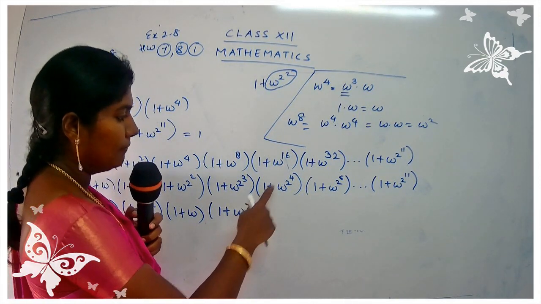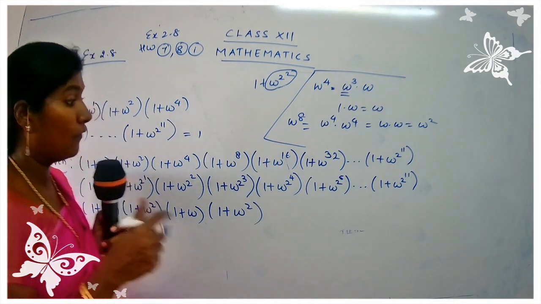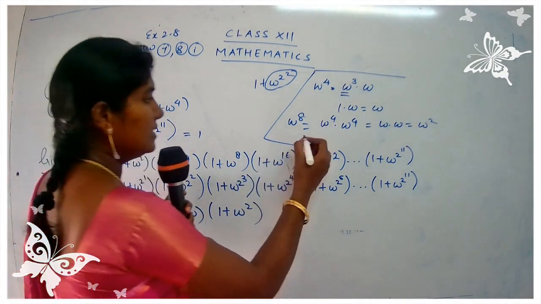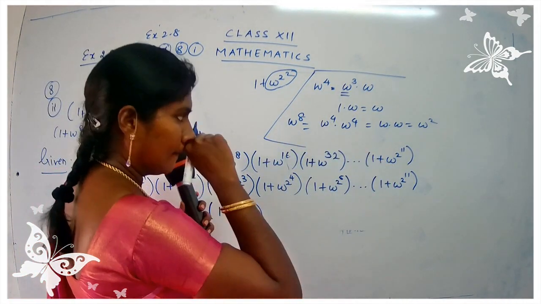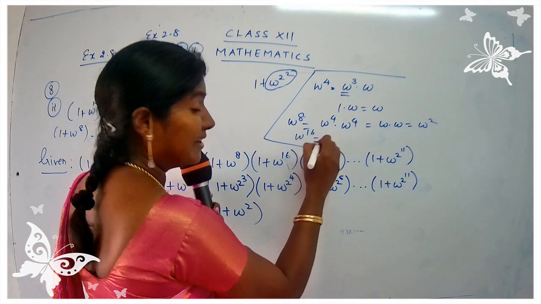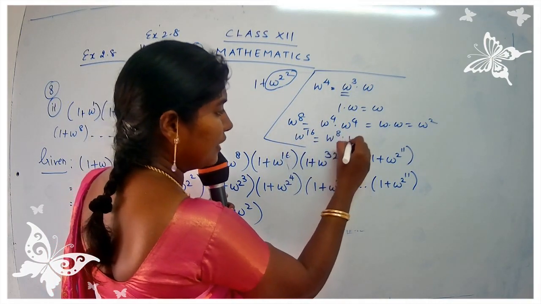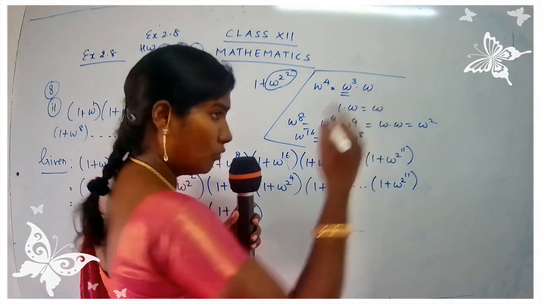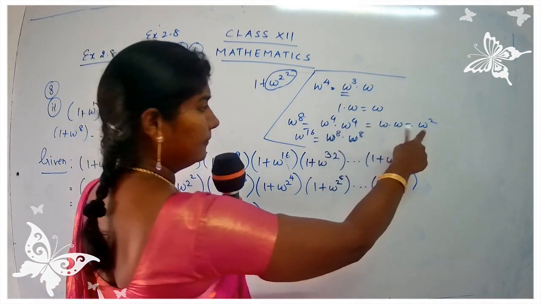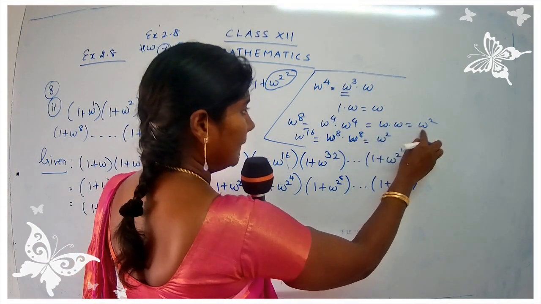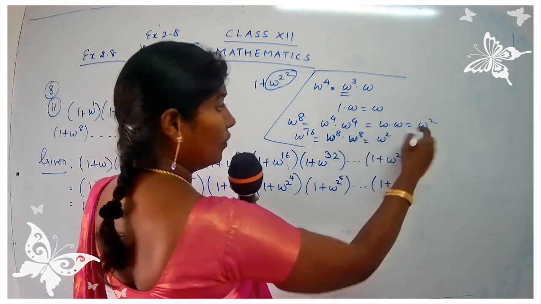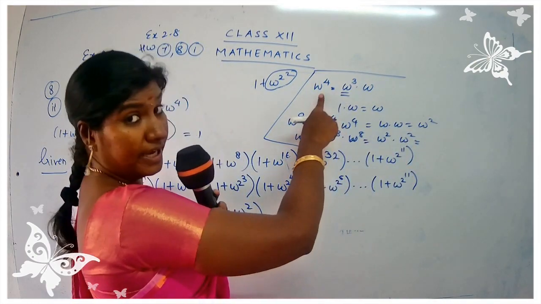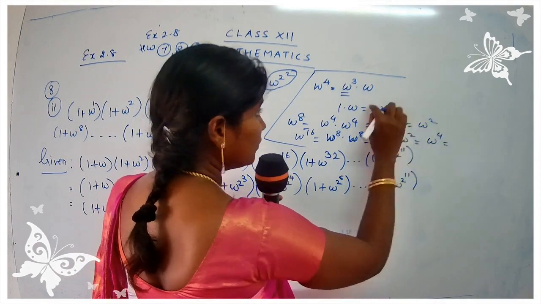Here we have 1 plus omega raised to 16. Let's have a check for it. Omega raised to 16 can be written as omega raised to 8 into omega raised to 8. Do you agree with this? It's not a W, children. You have to put it like omega. What is omega raised to 8? Omega square. What is omega square into omega square? Omega raised to 4. So this is equal to omega. See?